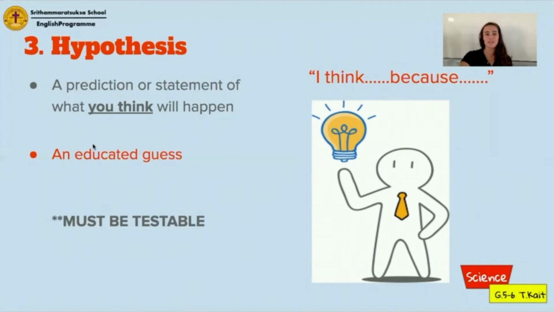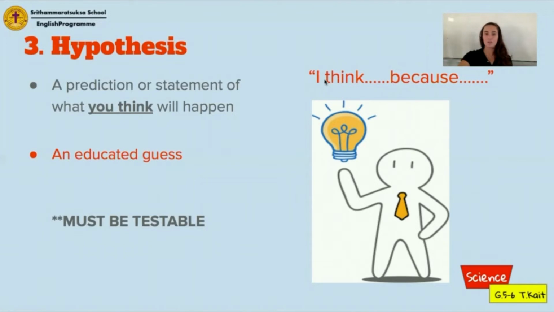We can also call this an educated guess or a smart guess. We have information about our topic to predict what we think will happen. And our hypothesis must be testable. So we have to be able to figure out if it is correct or incorrect. I put these quotations up here above the picture.